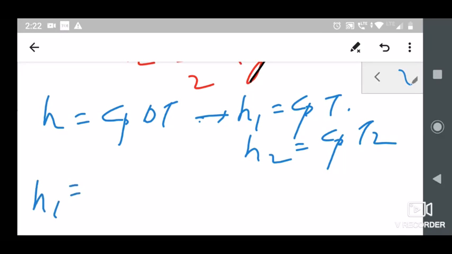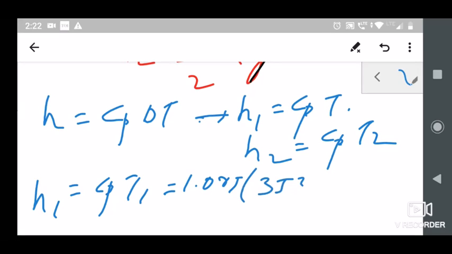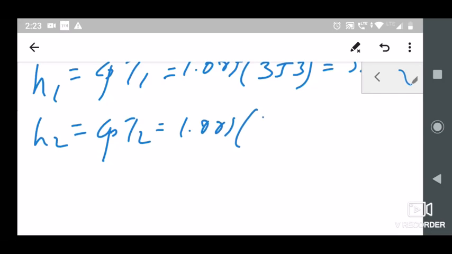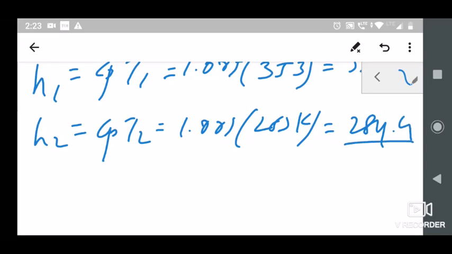We can directly calculate the value of H1 as Cp T1, 1.005 into 353 Kelvin, which is 354.76. As well you can calculate the H2 value. H2 is equal to Cp T2, 1.005 into 283 Kelvin, so this can be written as 284.4. Okay, so H1 and H2 are known.